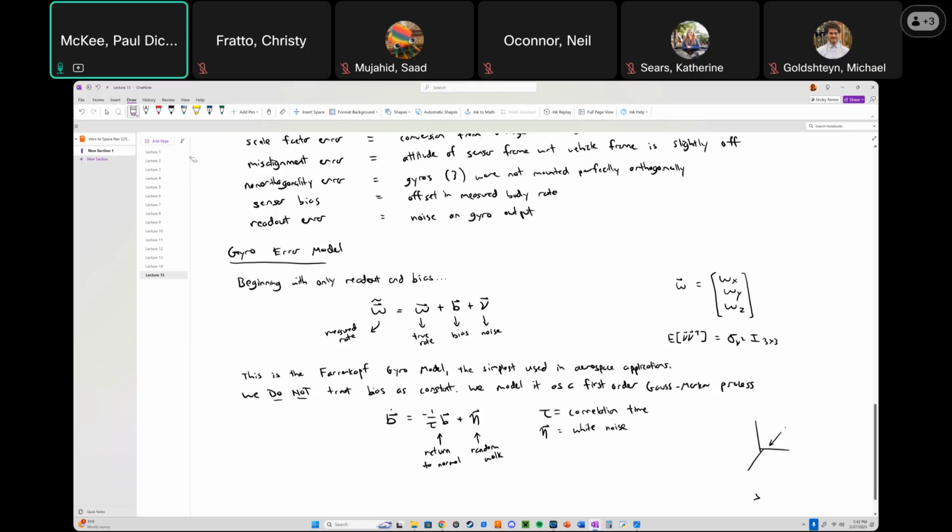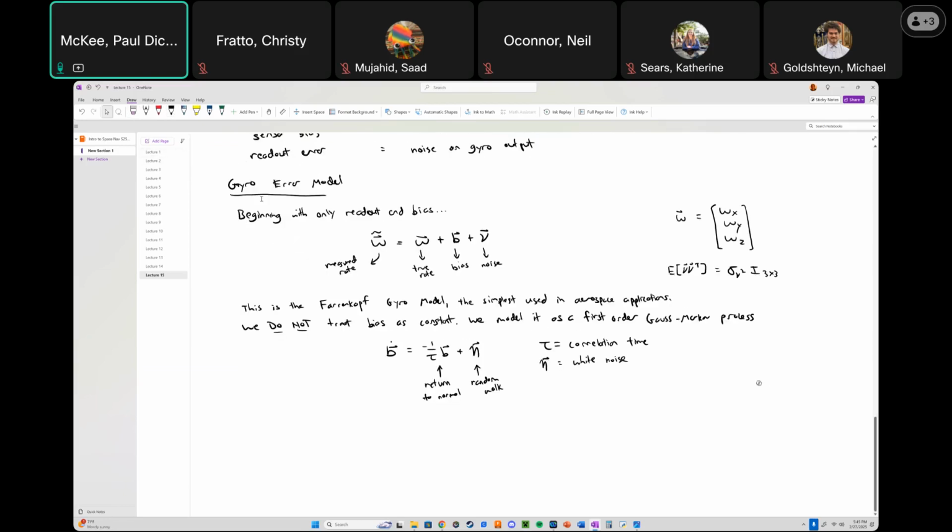And you can adjust these parameters. Adjusting tau will make its kind of homing signal stronger or weaker, and adjusting the noise will make its jumpiness stronger or weaker, if that makes sense. So that is a first order Gauss-Markov process. That's the way we're going to treat bias when we put this into a Kalman filter, which is obviously not this lecture.